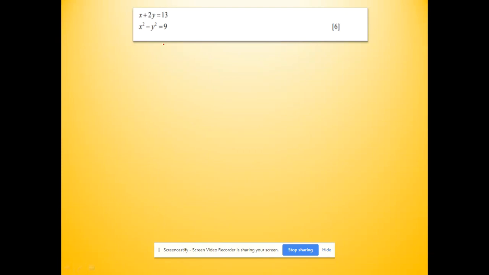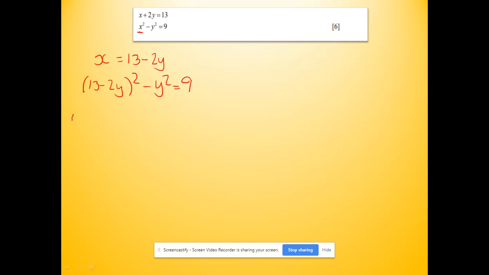Okay, so we're going to go through this one now. First of all, we're going to try and eliminate one of these terms. I'm going to make x the subject, so we end up with x equals 13 minus 2y. We're going to sub that in, in place of where the x goes, so we end up with 13 minus 2y all squared minus y squared equals 9.